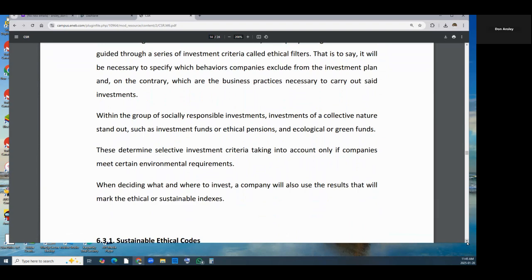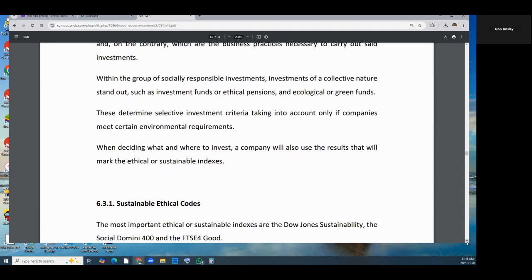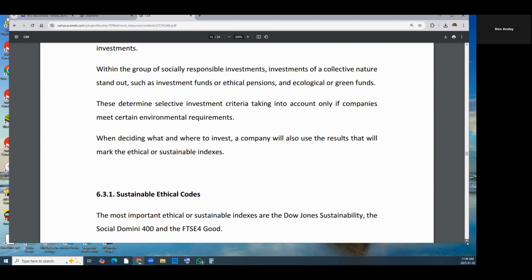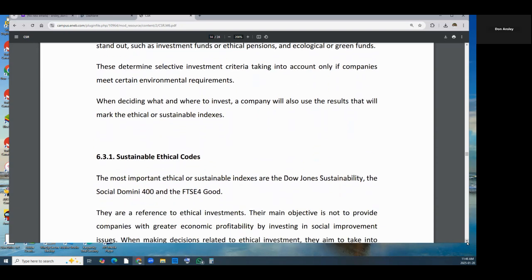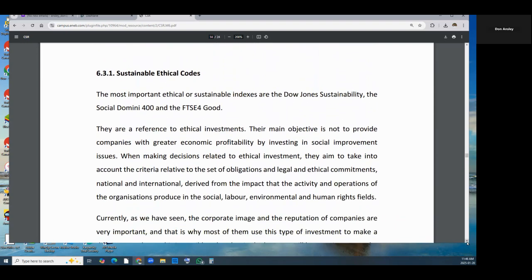Within a group of socially responsible investments, investors of a collective nature stand out, such as the investment funds or ethical pensions and ecological or green funds, thus determining the selective investment criteria taken into account only if companies meet certain environmental requirements. When deciding what and where to invest, a company will also use the results that will mark the ethical and sustainable indexes.